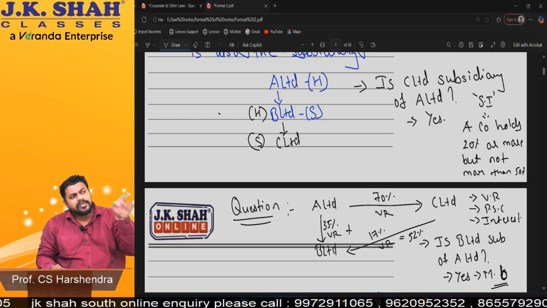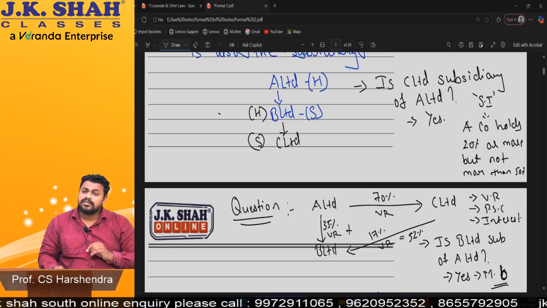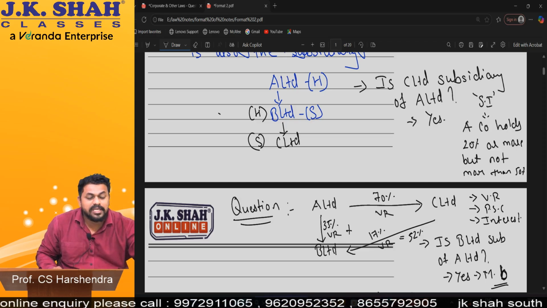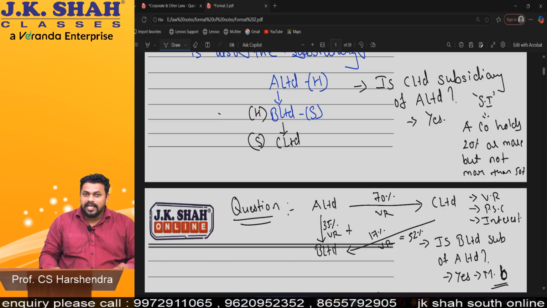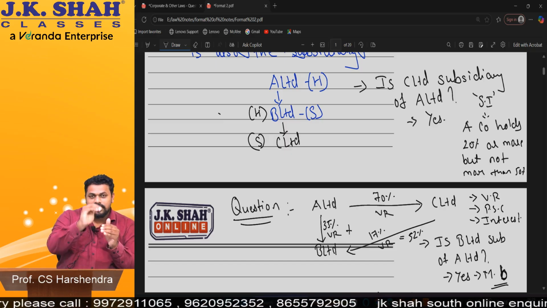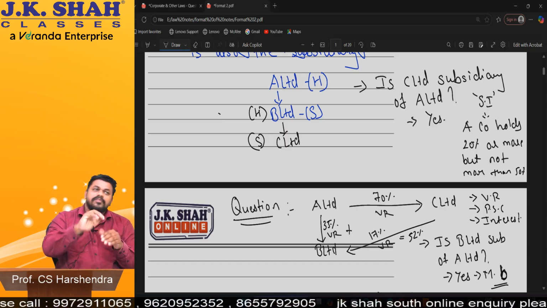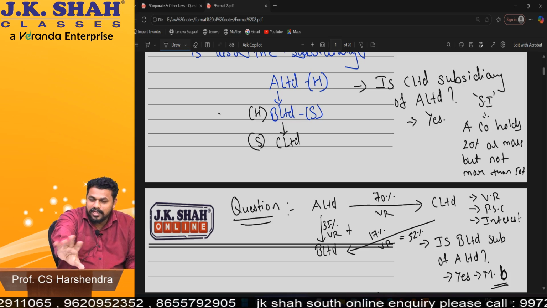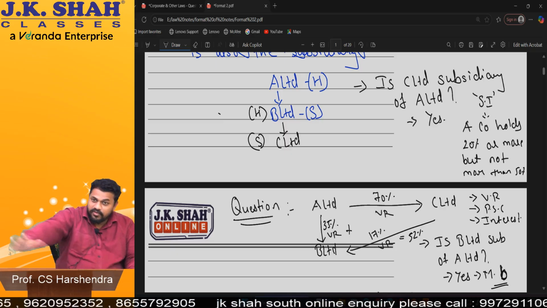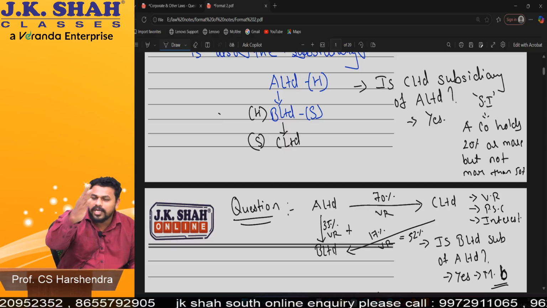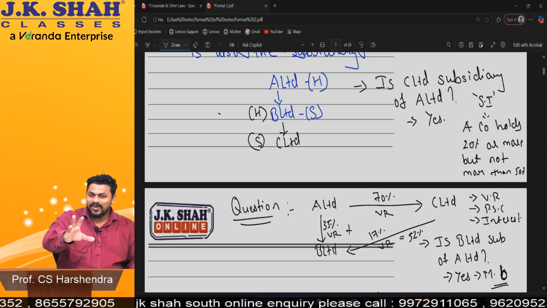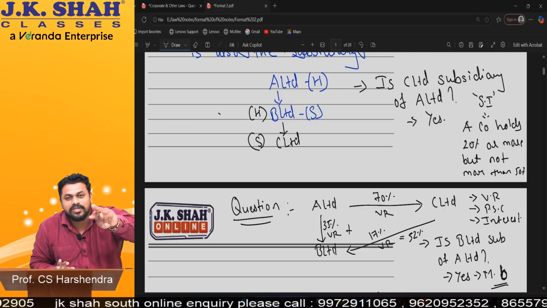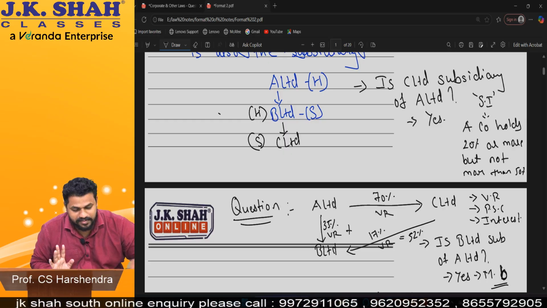Sir, why 20% or more but not more than 50%? Because if it is more than 50%, then, beta, the holding subsidiary relation will start. Am I clear with this? Like generally, whether you are the younger sibling or the elder, if you tell something to your sibling, to some extent they will listen. If you try to control more, they'll say, don't try to become my mother. Yes or no? So you are associates, you are not the holding company. That is the reason: 20% or more, but not more than 50%.